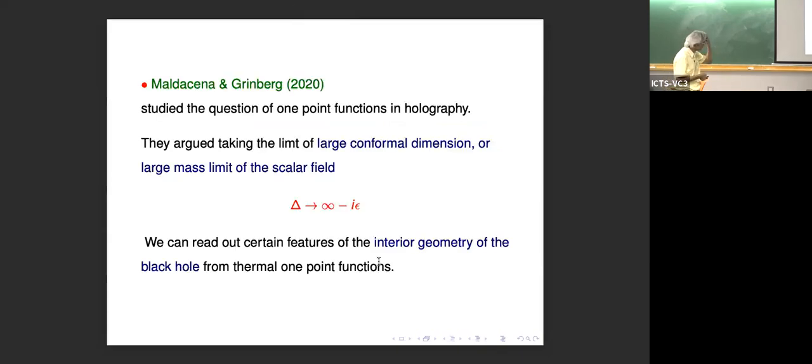It was actually a talk by Maldacena which got me into this. Maldacena and Grinberg in 2020 studied this question of one-point functions in holography. They argued that by taking large conformal dimensions, because conformal dimensions are related to the mass of the scalar field, as we will see in detail, one can read out certain features of the interior geometry of the black hole from these one-point functions. That, of course, looks quite interesting.